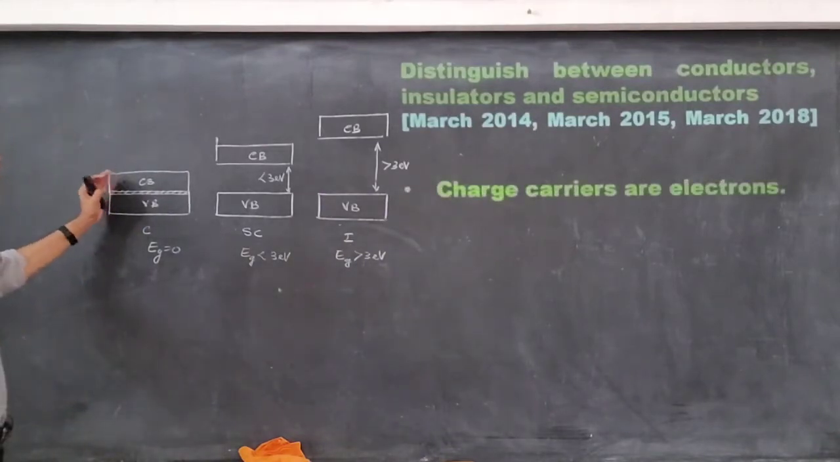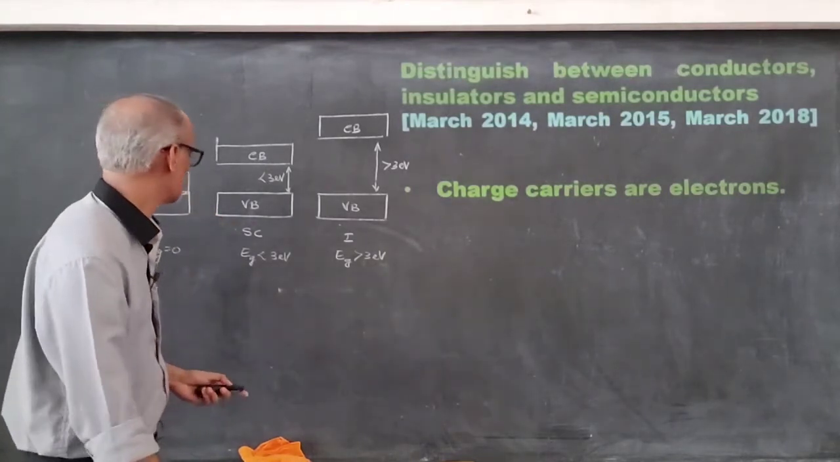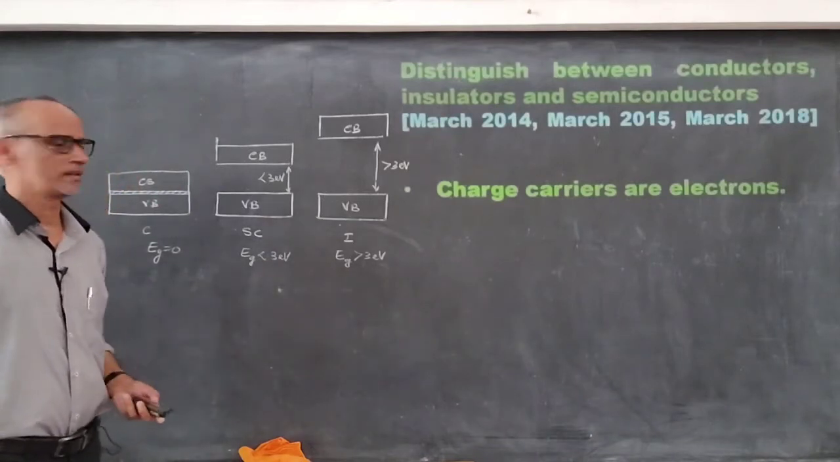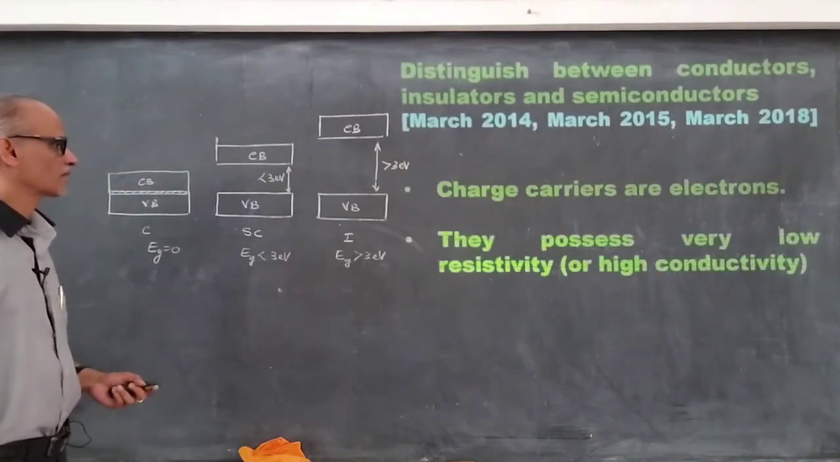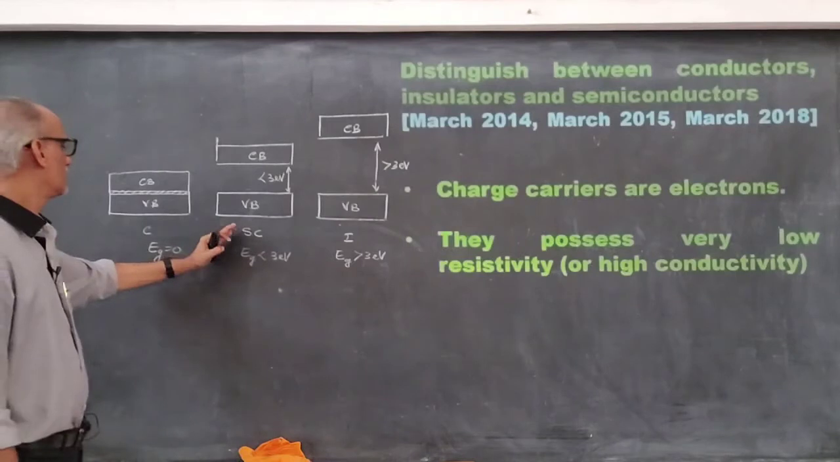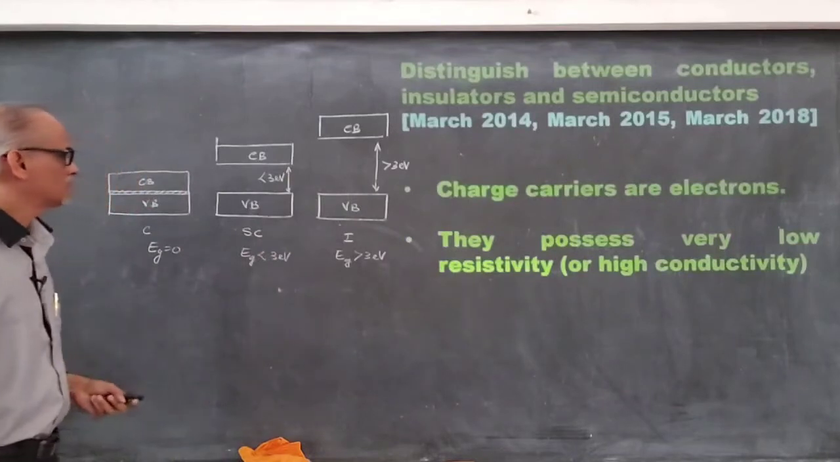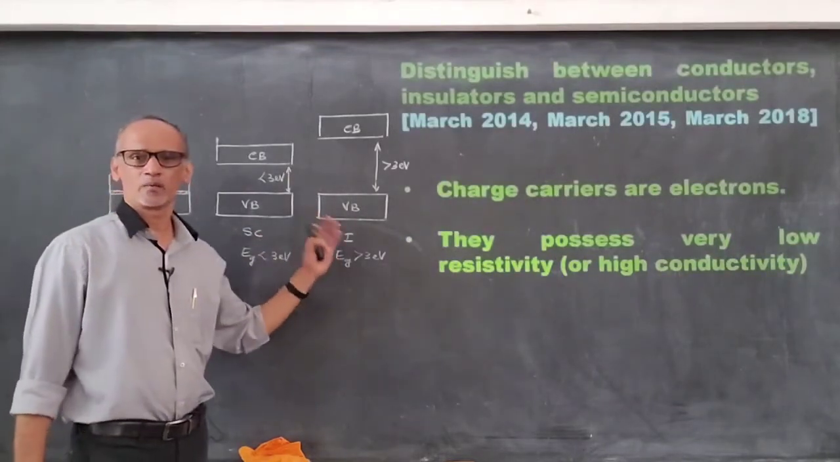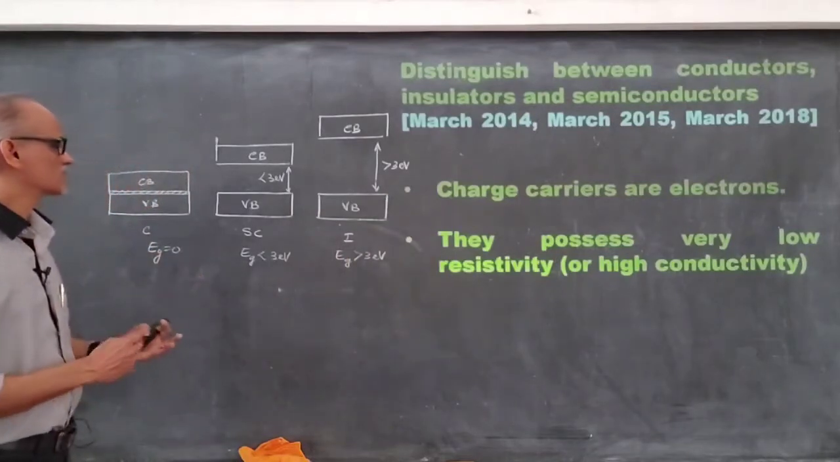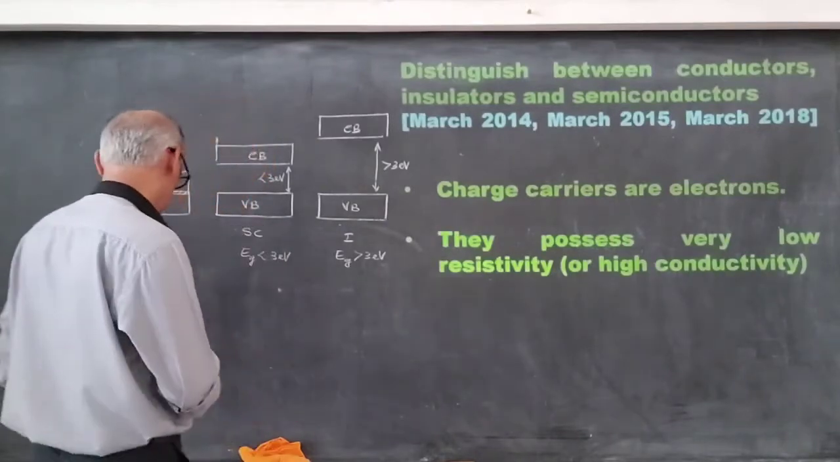In the case of conductor, the charge carriers are the electrons, whereas in the case of semiconductor, there are two charge carriers: the electrons and the holes, and there are no charge carriers in the case of insulators. And in the case of conductor, they possess very low resistivity because their conductivity is high. For semiconductor, the resistivity lies between that of the conductor and the insulator, whereas for insulator, the resistivity is very high. So, these are the 5 points using which we can distinguish the conductor, the semiconductor and the insulators.